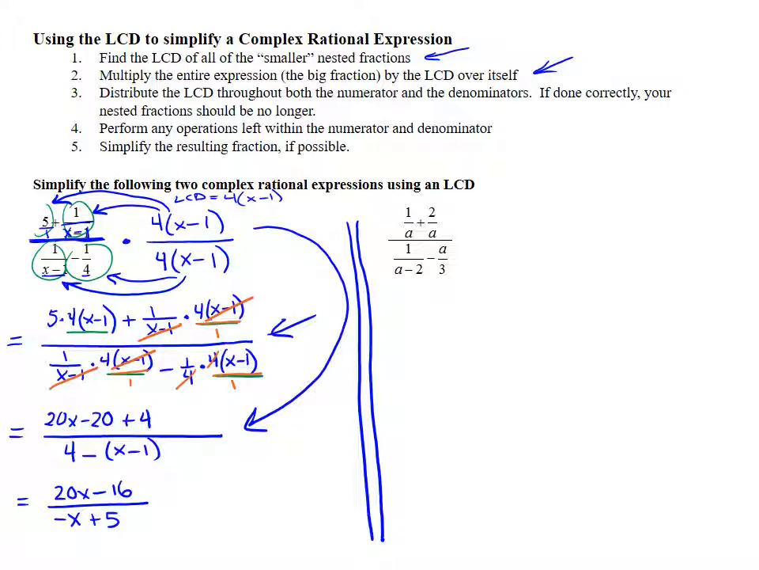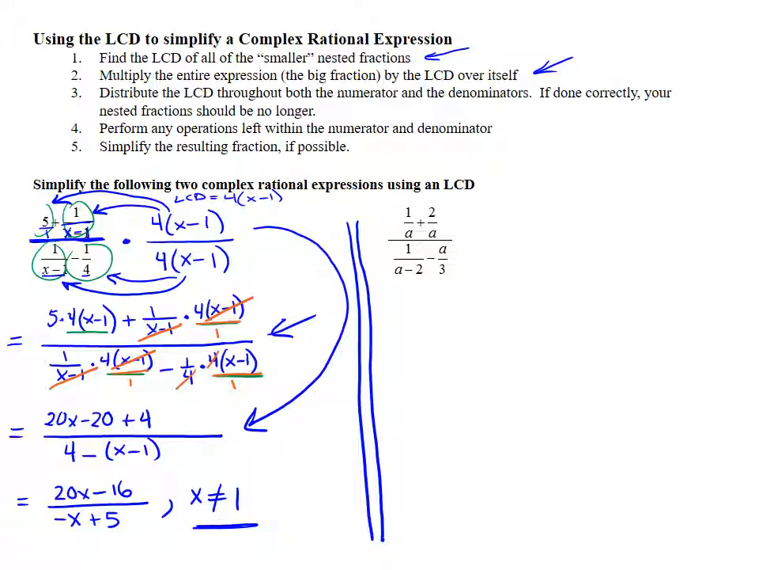Now we did do a cancelization here, so we should show domain restriction. If we go back up, what we canceled was the x minus 1. That had a variable. We also canceled the 4, but the 4 has no variable. So with that x minus 1, we should show that x cannot be equal to 1 as our domain restriction for that simplification.